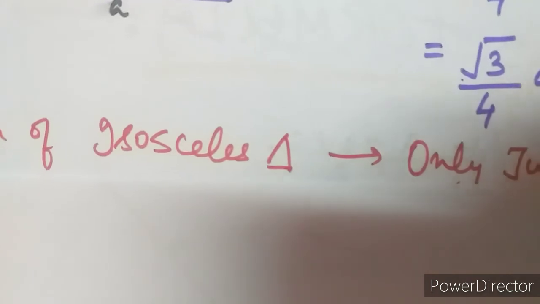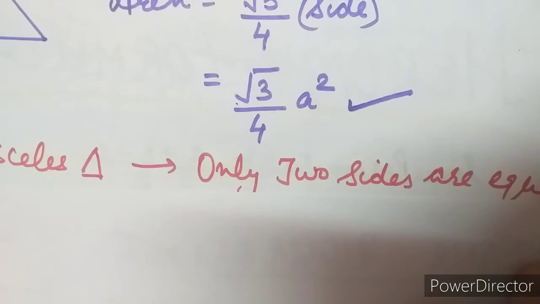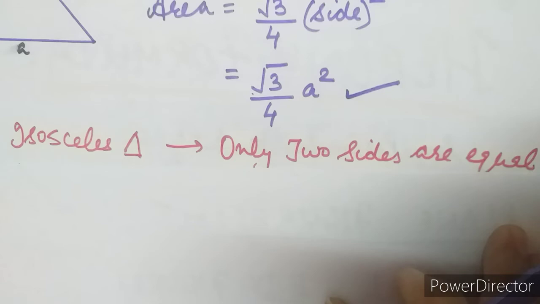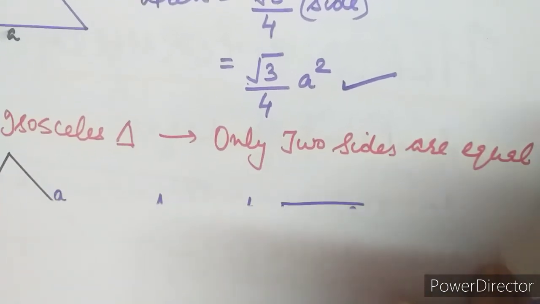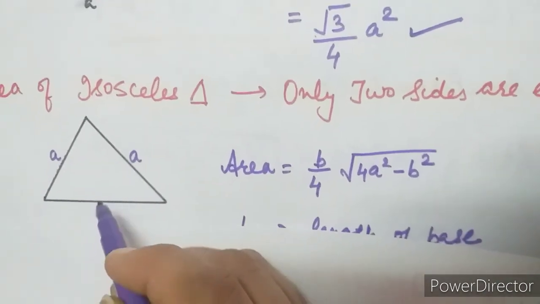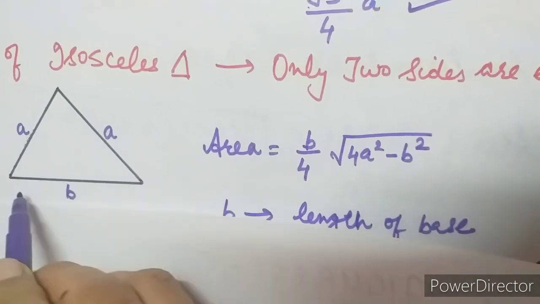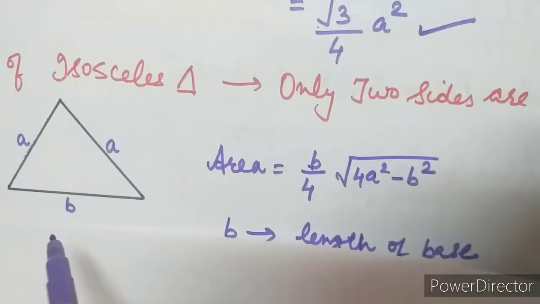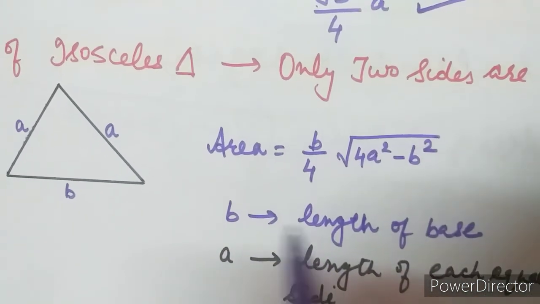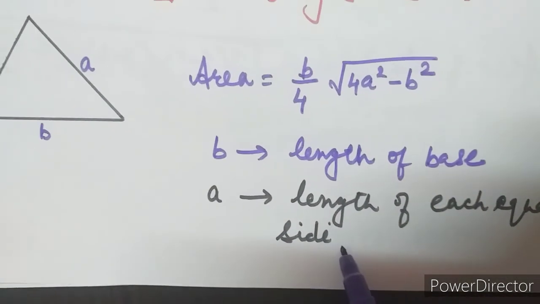Then another special case comes: the area of an isosceles triangle. What is an isosceles triangle? When only two sides of a triangle are equal. First of all, let me tell you what kind of triangle this is. Because it is isosceles, these two sides are equal and the base is given to be b. Let b be the length of the base, and a be the length of each equal side.